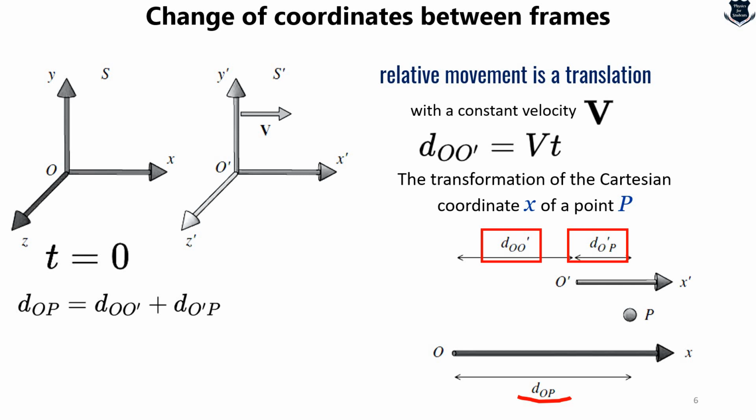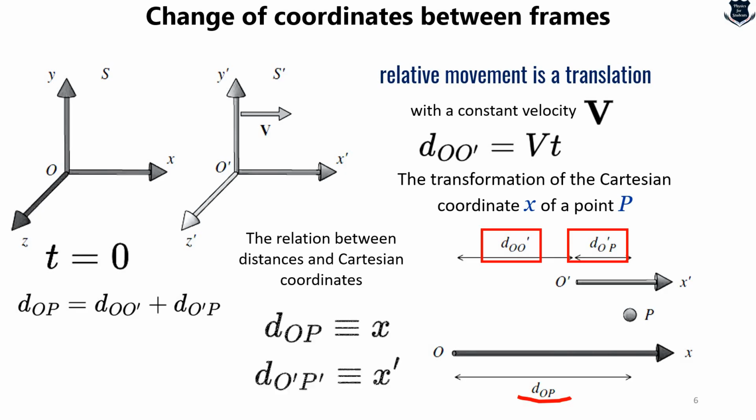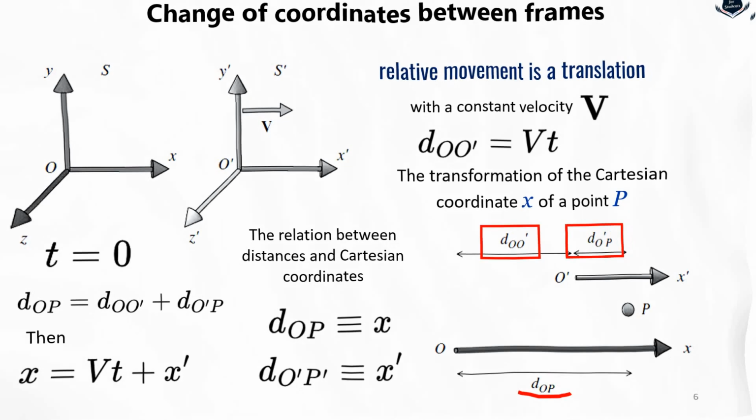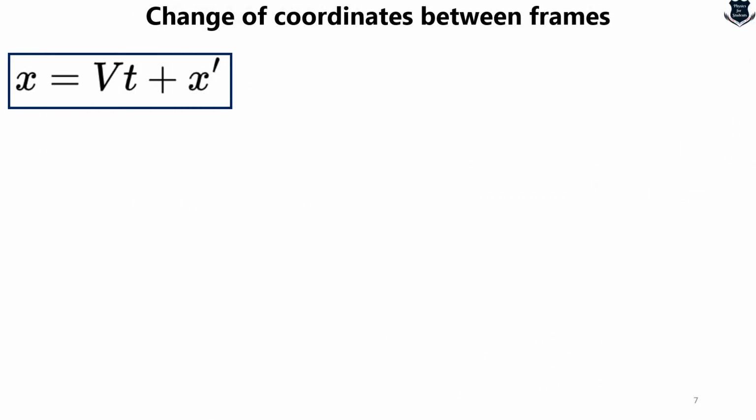So together with the relation between distance and Cartesian coordinates, we can say that DOP is equivalent to x, and DO prime P would be equal to x prime. This by mistake I have written as P prime, but this should be DO prime P, which is equivalent to x prime. So from here, if we go to the next page, we can say that x equals Vt plus x prime.